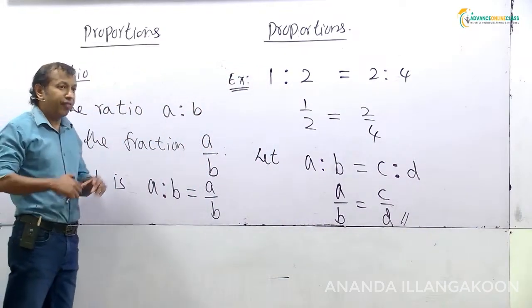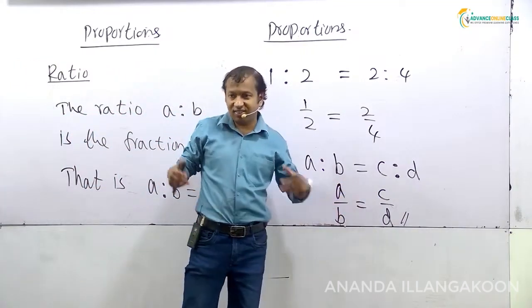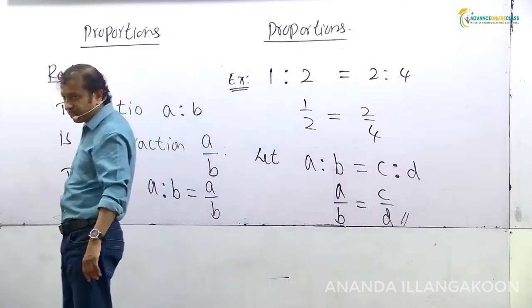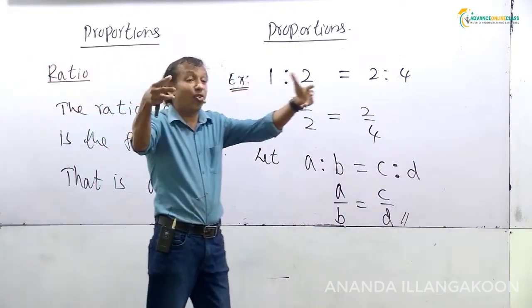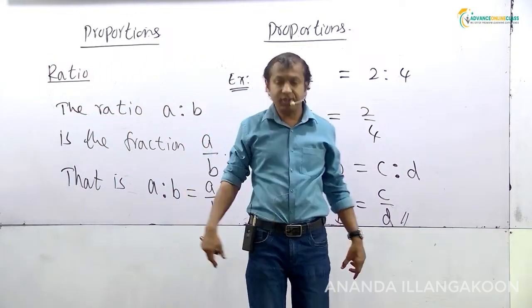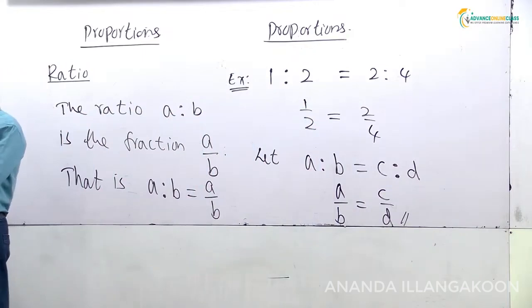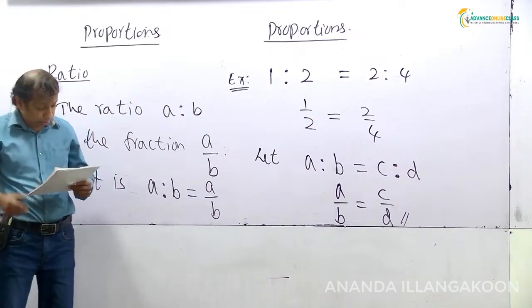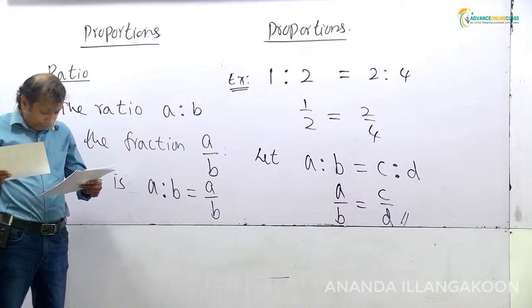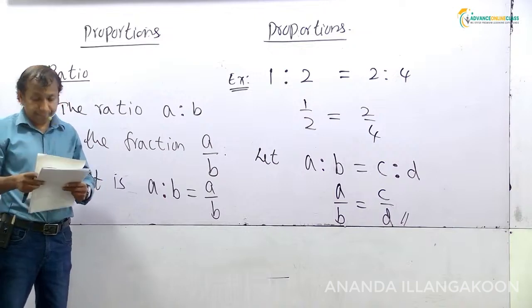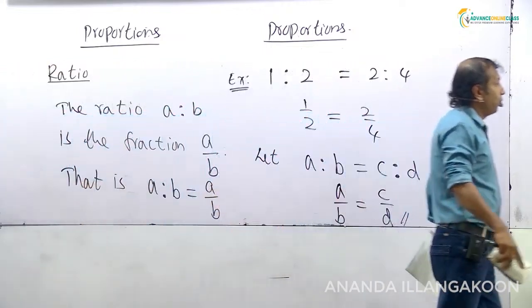Then proportion we can write in another way, what? Two equal fractions, another way of defining a proportion. Two equal fractions, that means what? Two equivalent fractions form what? A proportion. Yes, right. Now we'll write properties of proportions. Write down properties of proportions.